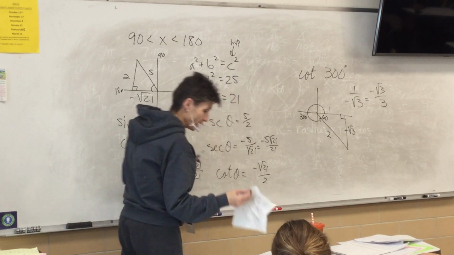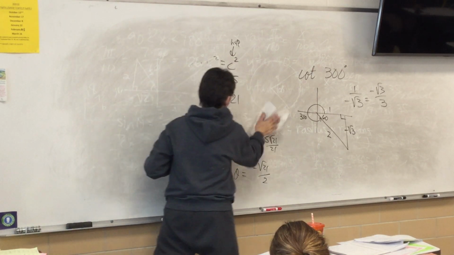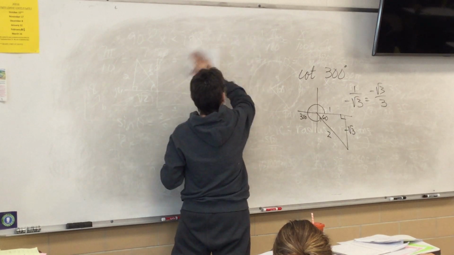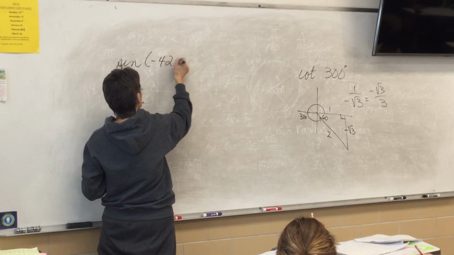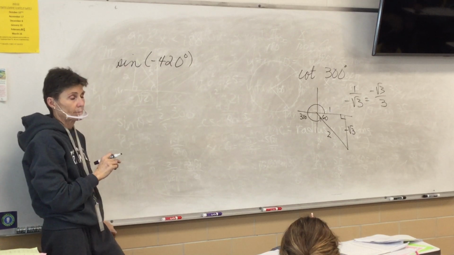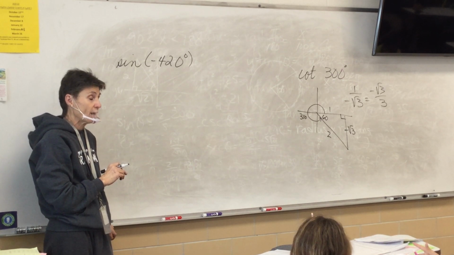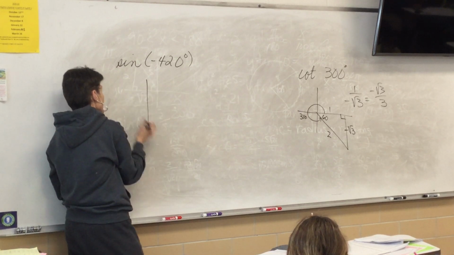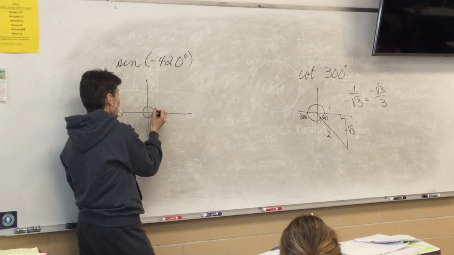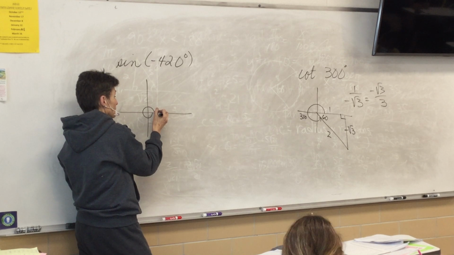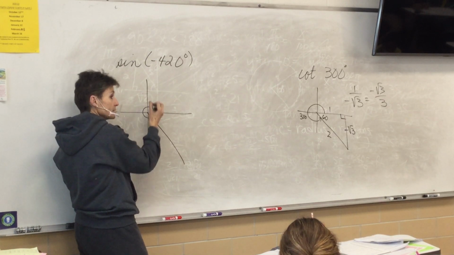Oh, this next one's kind of wild and wacky. Sine of negative 420. It's going to go around more than once, right? Because what's all the way around? 360. Plus, it's negative, so this would be negative 360. And then how much farther does it have to go? 60 more. But it's going negative now, so make sure you're coming down and around.